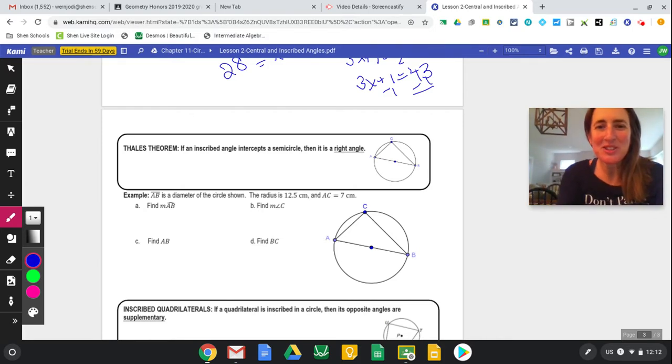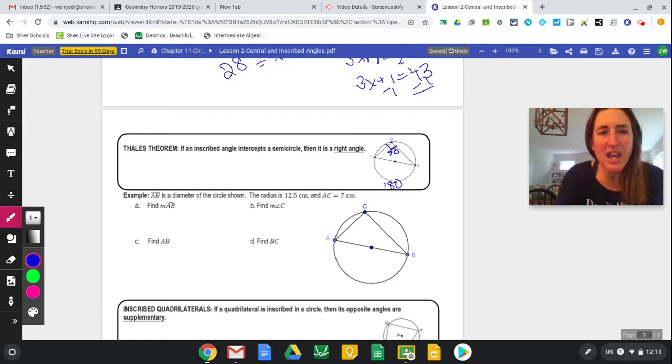Oh, look at this. Here's the diameter of the circle. A diameter is 180 degrees. So it makes sense that back here, this angle is 90 because this arc out here is 180. That's crazy. Okay, so let's see what we have for this question here.